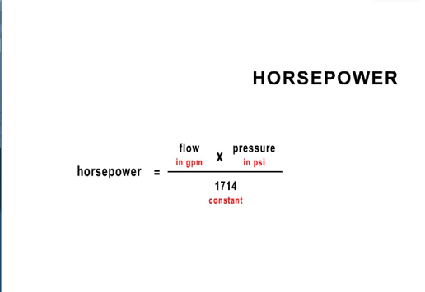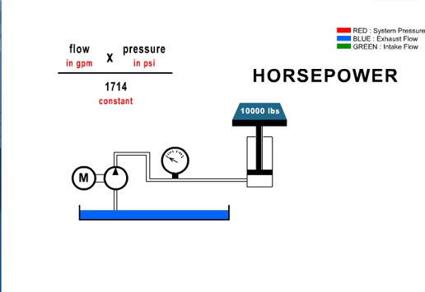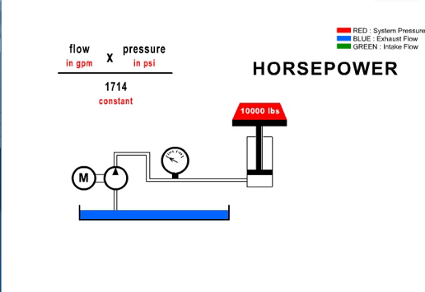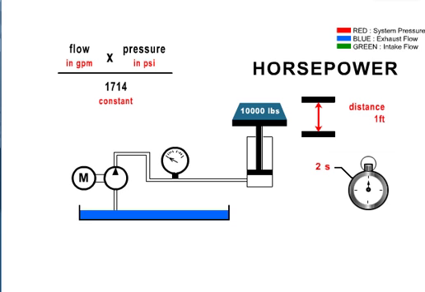Mathematically, hydraulic horsepower is expressed as follows. Horsepower equals flow in gallons per minute times pressure in pounds per square inch divided by 1714, a constant. In our illustration, we are lifting 10,000 pounds, this is our force, a distance of 1 foot, this is the work to be accomplished. If we lift our load in 2 seconds, we have defined a power requirement.